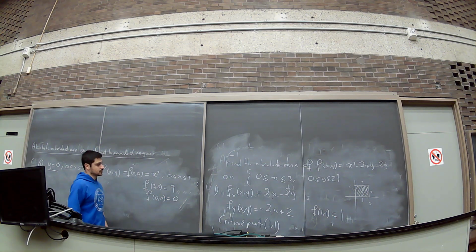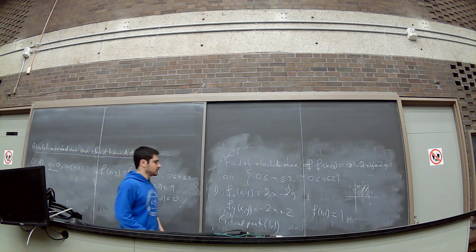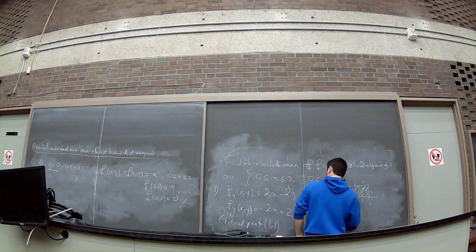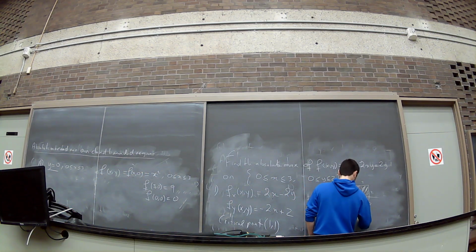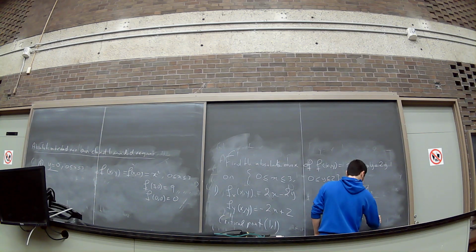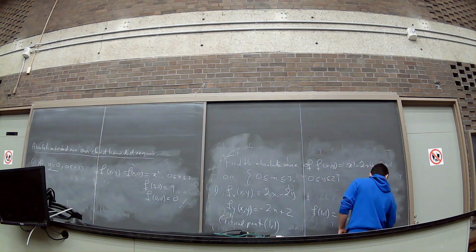Okay, so I keep those two. Let me write them down here. What do I have? f(3,0) is 9, and f(0,0) is 0.